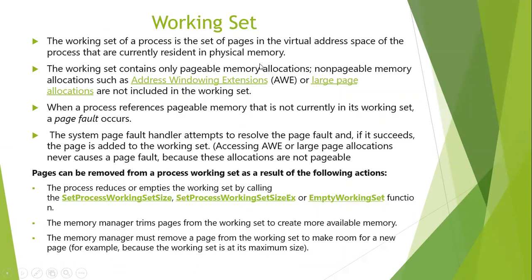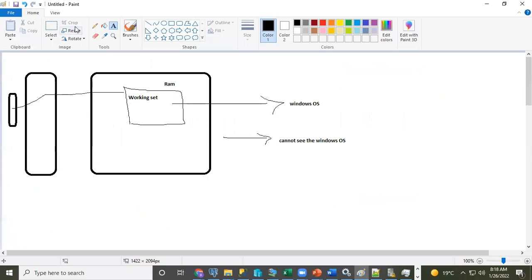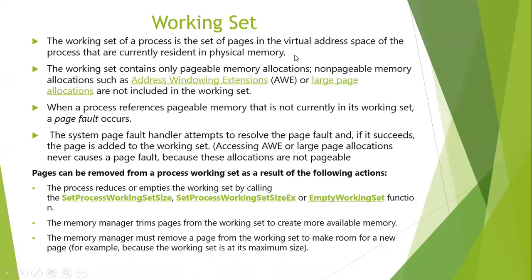I told you, right? Working set is the amount of memory area we allocated in the physical RAM. So let me walk through this. The working set of your process is the set of pages in the virtual address space of the process that currently reside in the physical memory. Whatever memory is allocated through the virtual address space, these pages reside in memory. We call it a memory area, and that is what resides in the physical memory.